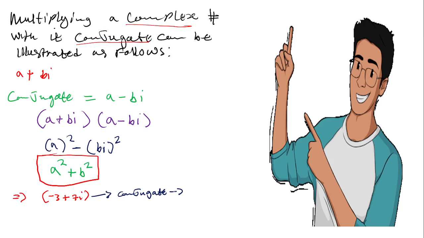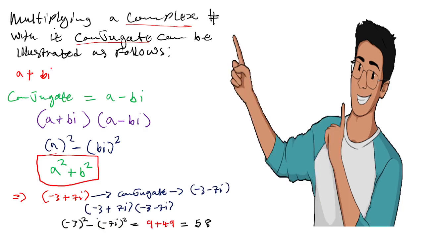So this is how easily you can manipulate what? Conjugate. So when you are multiplying a complex number with its conjugate, what you are going to have is a real number. When you multiply a complex number with its conjugate, you are going to have a real number. I'm repeating that. When you multiply a complex number with its conjugate, you are going to have a what?